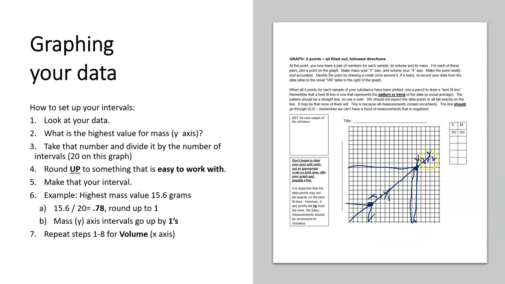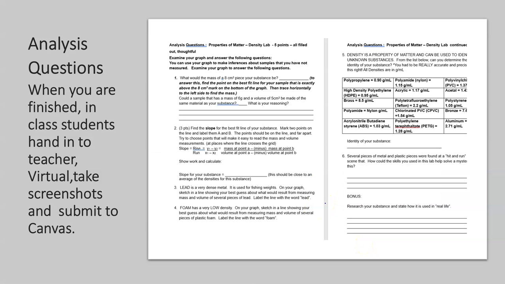So when it says y2 minus y1, it's just this number minus this number, over x2 minus x1, which is this number minus this number. I plug that into the formula, and then I use my calculator to get the decimal value of that, and then I compare that to the density that I found for my substance.